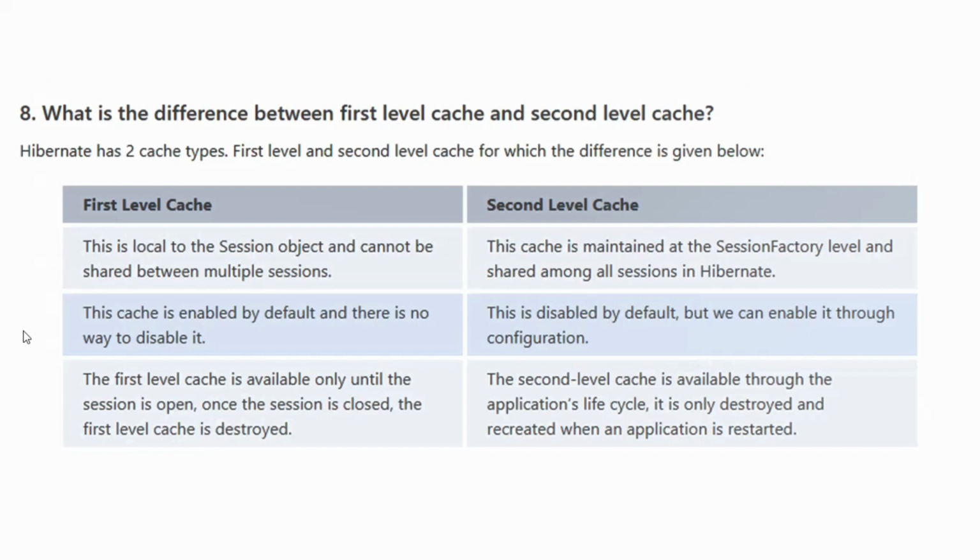First level cache is available only until the session is open. Once the session is closed, the first level cache is destroyed. Whereas second level cache is available throughout the application lifecycle. It is not destroyed with the session. It is only destroyed or recreated when the application is restarted.